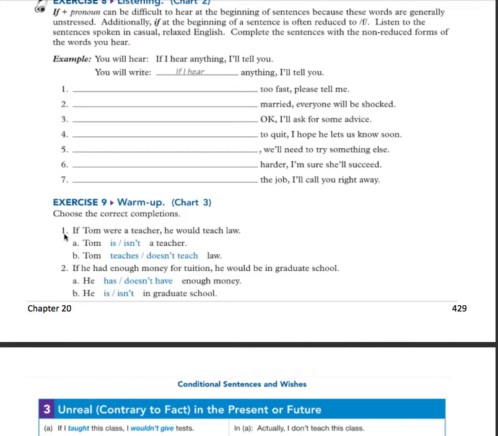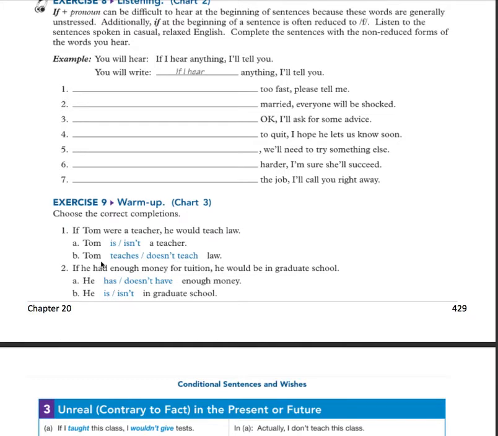So look at number 1. If Tom were a teacher, simple past, he would teach law. Would and the simple form of the verb. Okay? So Tom isn't a teacher. B, Tom doesn't teach law. Because Tom is not a teacher.